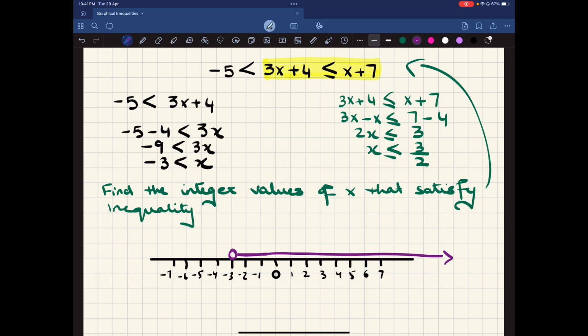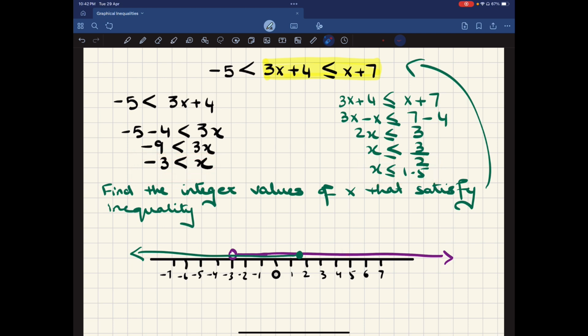The second part of the inequality. So x is less than or equal to 3/2, which basically means 1.5. Okay. And this is an inclusive inequality. So what are we going to do? At 1.5, we're going to draw a solid circle. And x is less than or equal to 1.5. So basically, this is the inequality for the second part. So the purple part is this result on our number line, and the green one represents this solution.